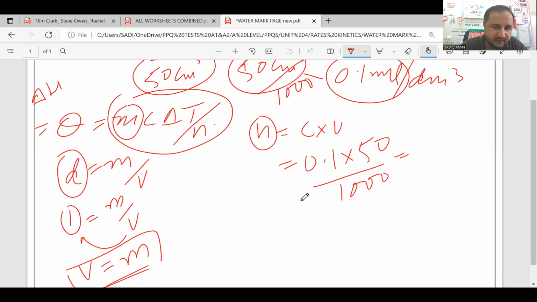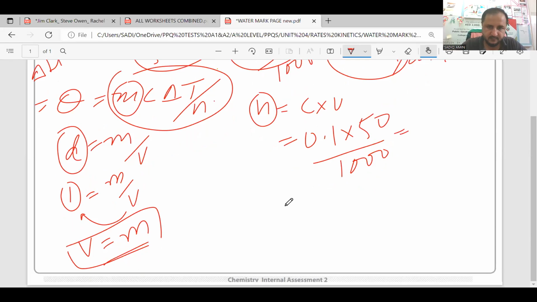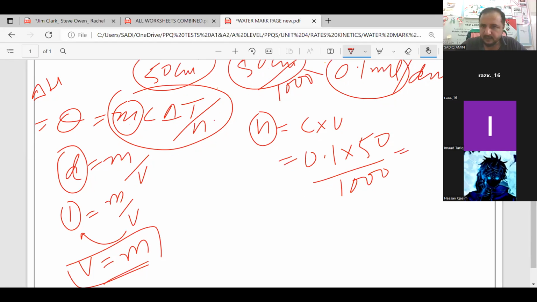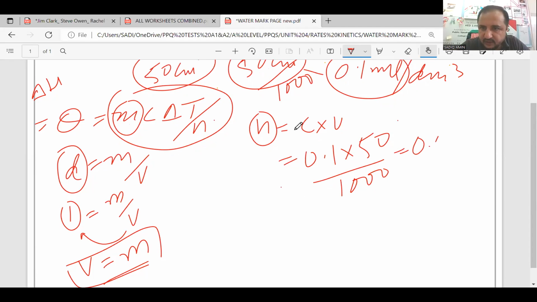How many moles am I getting from this? Anyone pick up your calculator and give me the number of moles. 0.005. You should be ready with your calculator. These are the number of moles.